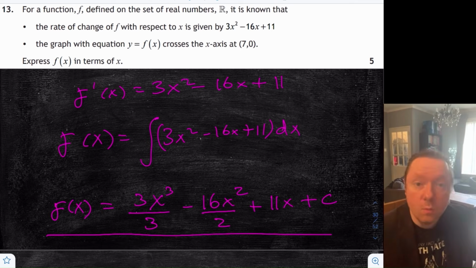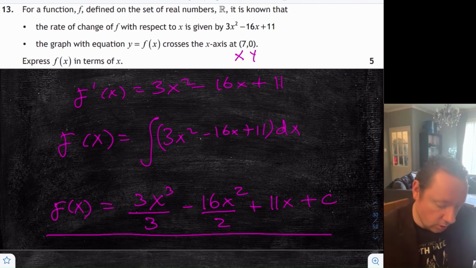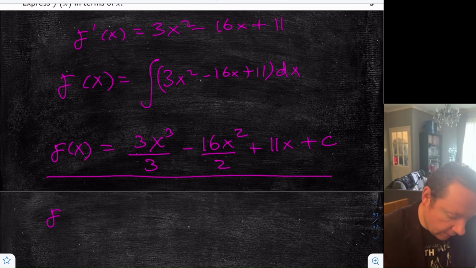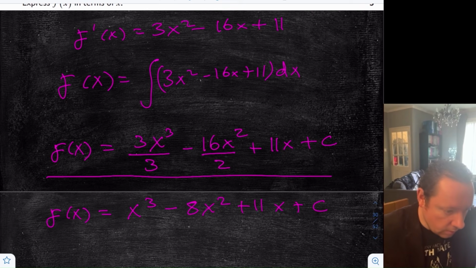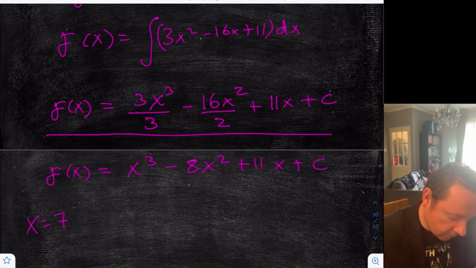So there's our initial step. We can simplify that in a moment, but it tells us that the graph of y equals f of x crosses the x-axis at 7, 0. Well, 7 is x and 0 is y. So we can substitute 0 and 7 into our equation. So we've got f of x, tidying it up, equals x cubed, minus 16 over 2 is 8x squared, plus 11x plus c. So when x is 7, y is 0. When x equals 7, y, which equals f of x, equals 0.